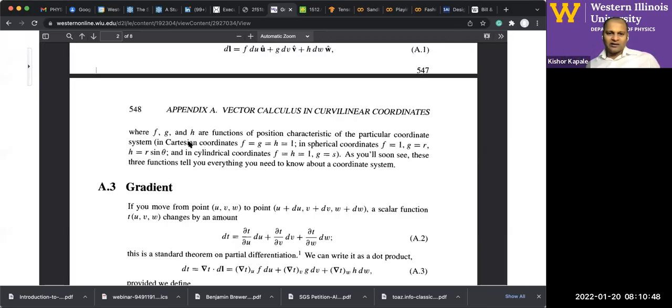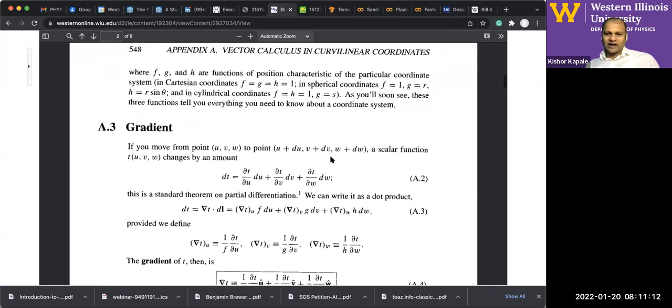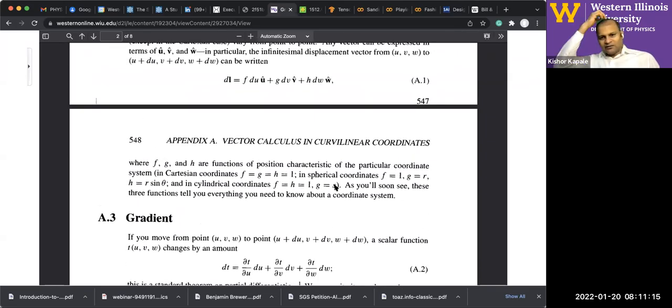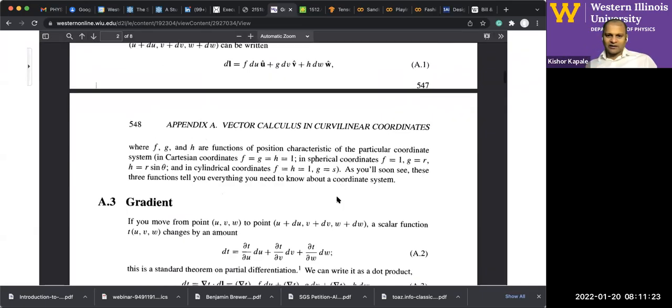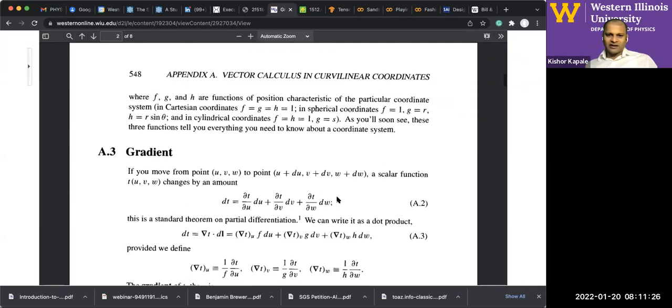So here, the first paragraph on the next page, on page 548, you can see in Cartesian coordinates, f, g, and h are 1. In spherical, f is 1, but g is r, and h is r sine theta, just like I explained to you. And then in cylindrical coordinates, f and h are 1, and g is s. And here, normally we would use rho for the cylindrical radial coordinate. Griffiths is using s, so that's only a slight notational difference. But other than that, the idea is the same.